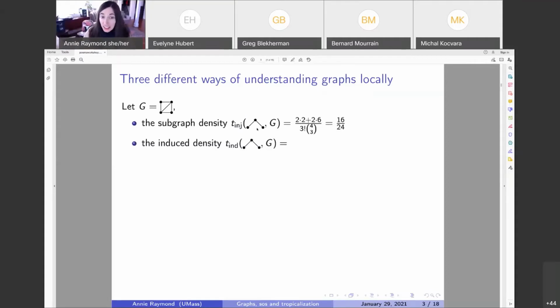Then there's the induced density, which, if you saw the flag algebra talk, is really what people were talking about there. So induced density, the only difference is that, yes, I'm looking at all injective maps, but I only want to consider the ones that send edges to edges and non-edges to non-edges. So for example, I would not be able to send my top vertex to my top left vertex, because then if I send the legs of my path of length 2 in any way, I get an edge there in the middle, right? So my non-edge that I have here becomes an edge there, and that's not acceptable.